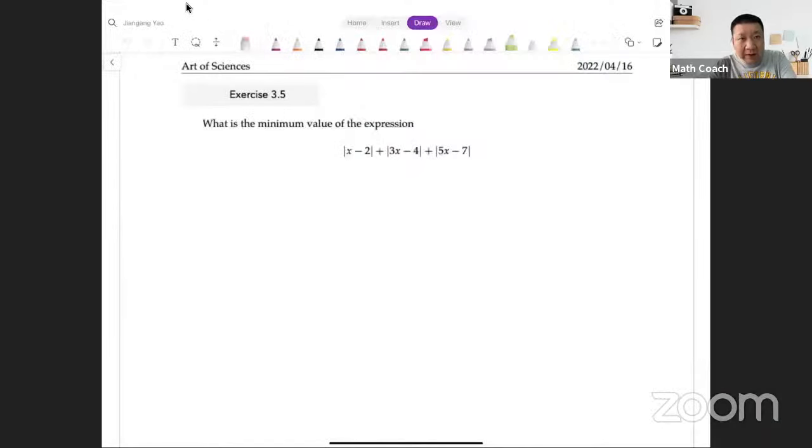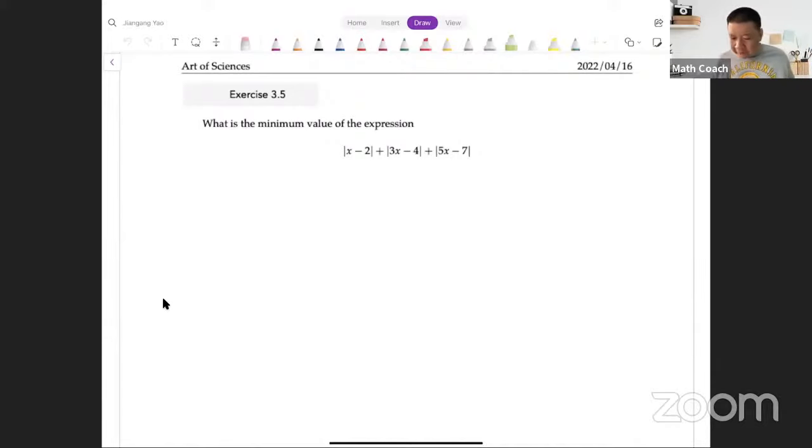Oops. What happens? The screen stopped. Okay, so it's back. Okay, so 62 got the correct answer.